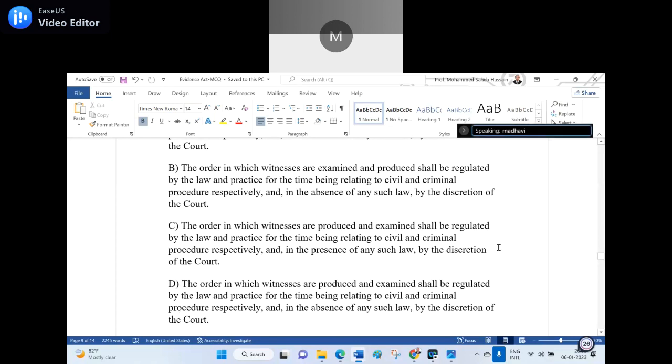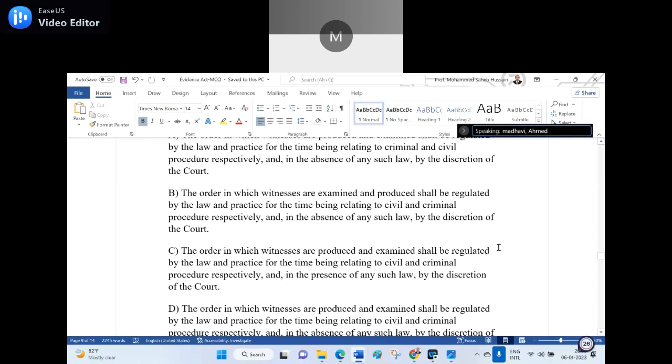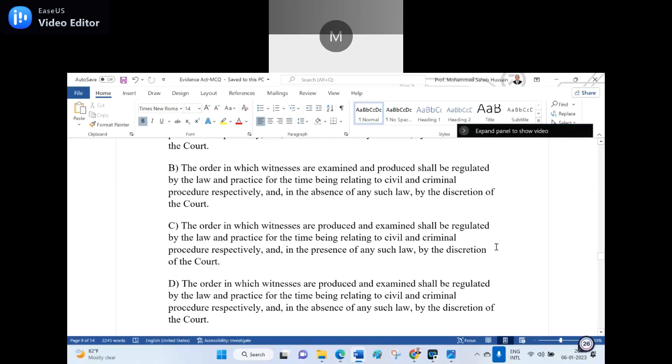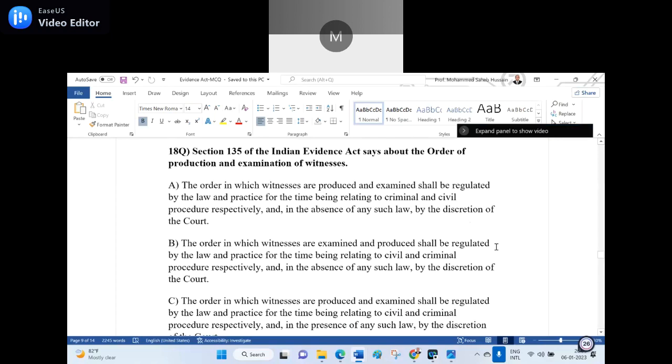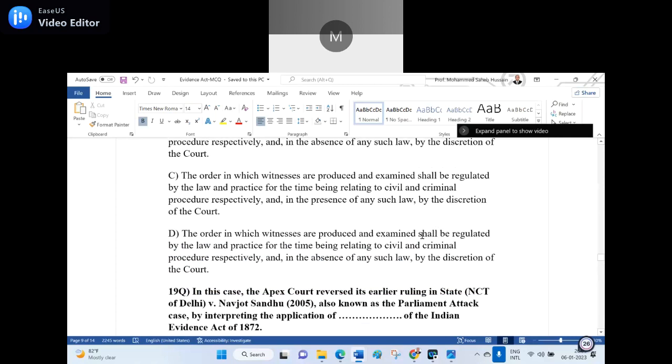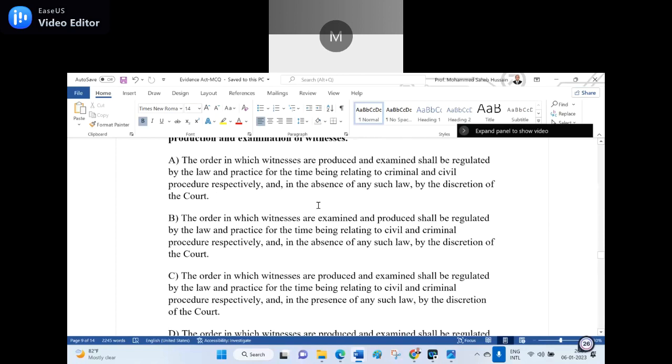I will show you the D. See, the order in which the witnesses are produced and examined. What I wrote? Produced and examined. Here also witnesses are produced and examined. Correct. Regulated by the law and practice for the time being related to the criminal and civil. But what is exactly? Civil and criminal. Is it clear? That means the first one is wrong. Am I right? Yes, sir.